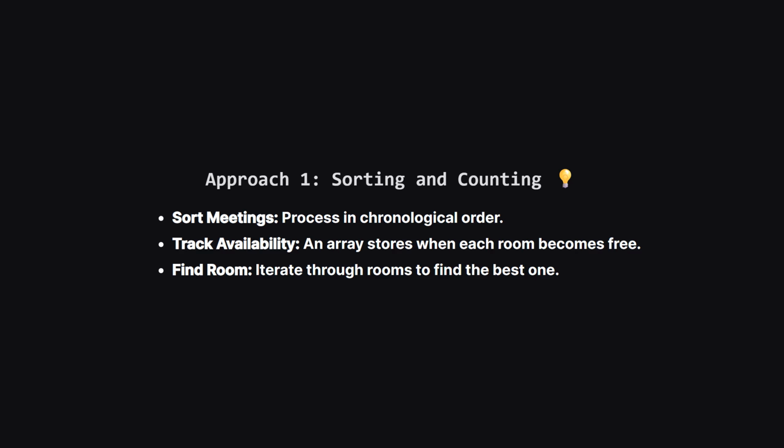Our first approach is basically a simulation. Since the problem says we process meetings based on start times, the very first thing we should do is sort the meetings. Then, we can maintain a simple list that tracks when each room will be free. For every meeting, we just scan this list to find a room that is free right now. If none are free, we find the one that will become free the soonest.